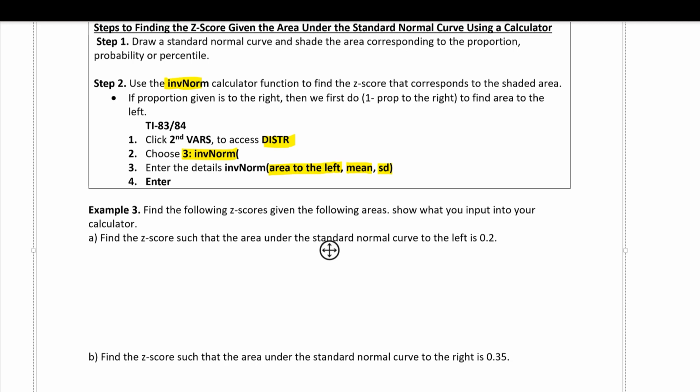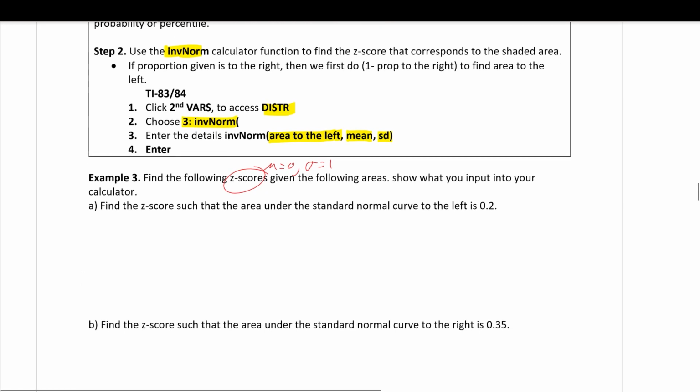Example 3. Find the following z-scores given the following areas. Show what your input is in your calculator. For z-scores, we know that we're dealing with standard normal, which means the mean is 0 and the standard deviation is 1. So let's keep that in mind. Find the z-score such that the area underneath the standard normal curve to the left is 0.2. Again, we want to draw a picture here.